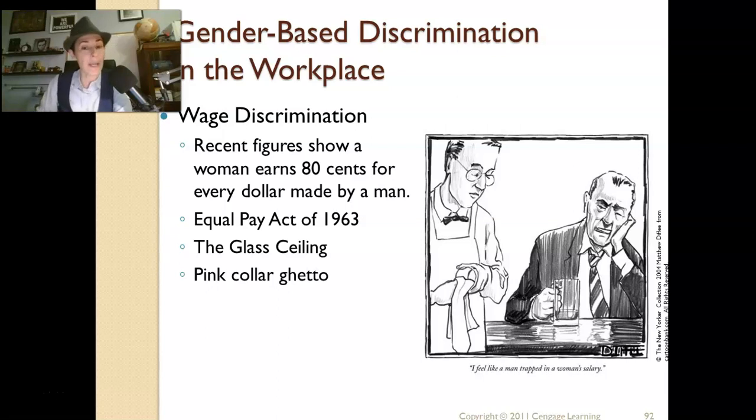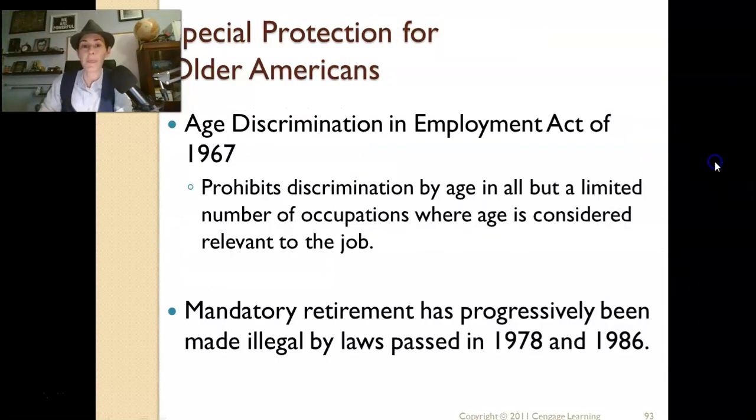We did get the Equal Pay Act of 1963, but we do still have the issue of the glass ceiling, where women can only make it so far and then they're left looking to see where they could have gone, but they're stopped from getting there. And this notion of the pink collar ghetto, which we'll explore more in class.